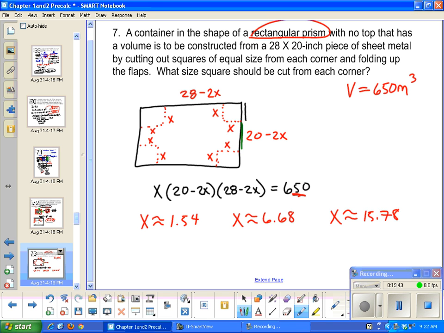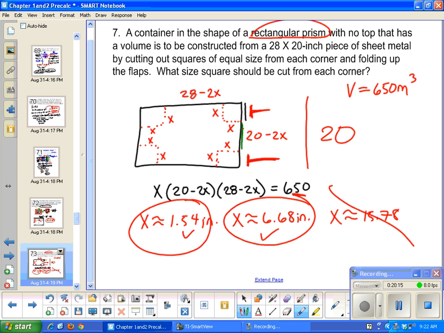Okay, so those are our possibilities here, and of those we could cut out 1.54 from each of those because it started out as 20. That's fine. We could cut out 6.68 from both of those. Then that would leave still something here in the middle. That would be fine. But we can't cut 15 out here and 15 out here because the whole thing to begin with was only 20. So this is not a possibility. So your two possibilities are that it could be 1.54 inches or 6.68 inches, okay? And those are your two solutions here.